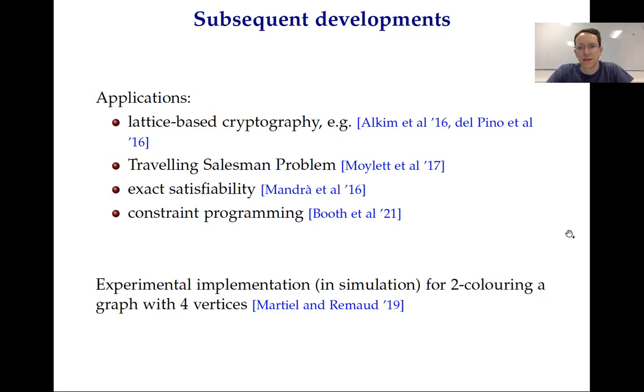And this algorithm has also been implemented experimentally in classical simulation for graph coloring, with a graph of 4 vertices and 2 colors. So this is a very small scale implementation, but it's nice to see that this algorithm does actually work experimentally, at least in classical numerical simulation. So this is a very nice validation of this approach.